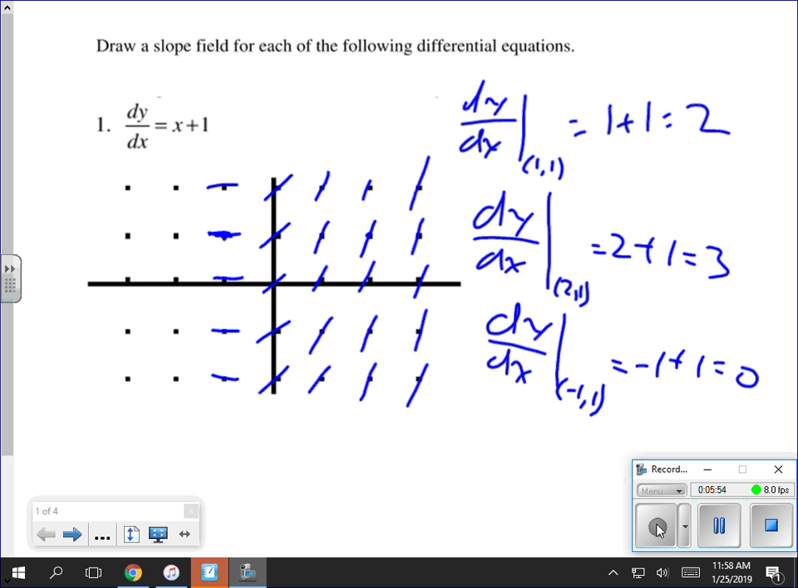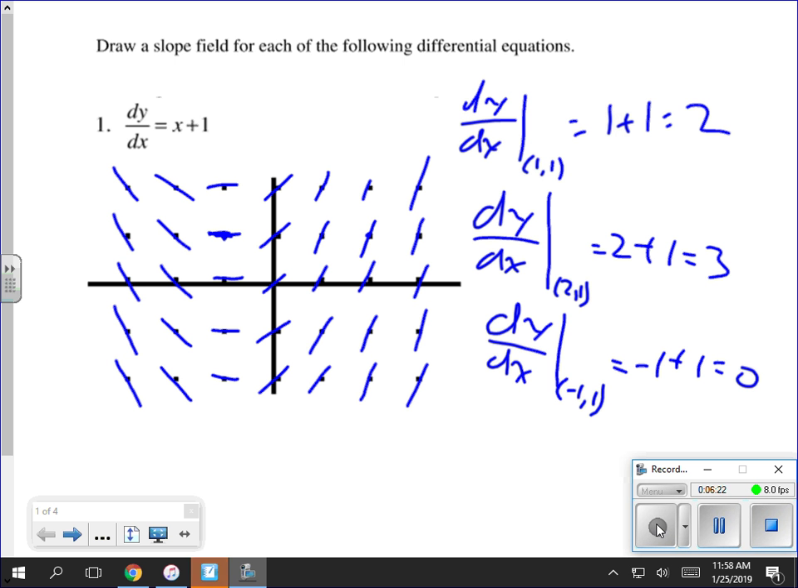And on this side here, I have a slope of -1 at every one of these because when x is -2, -2 plus 1 is -1. These points here, when x is -3, -3 plus 1, I have a slope of -2 for every one of these. And there's my slope field. Sometimes you got to sit and figure out every single point. Sometimes you don't.